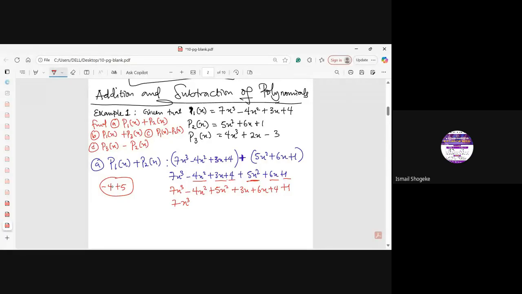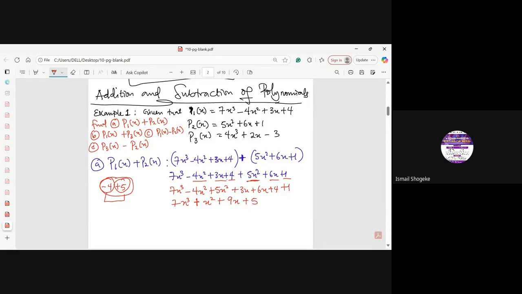So negative 4 plus 5. You want to remove negative 4 from positive 5. It means that when you remove 4 from 5, you have 1 left. So that will be plus x squared. Remember, we cannot write 1 because it is wrong in mathematics to show 1. Plus then 3x plus 6x, that gives us 9x plus 5.